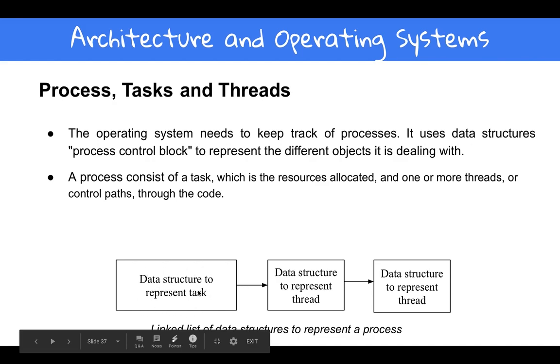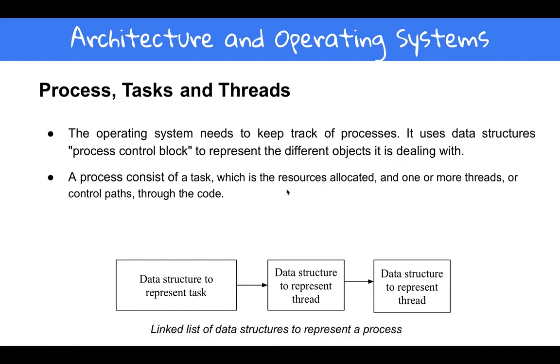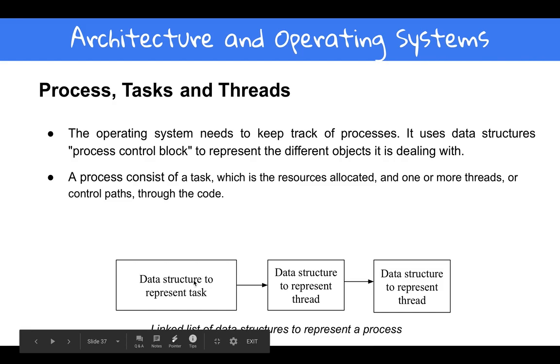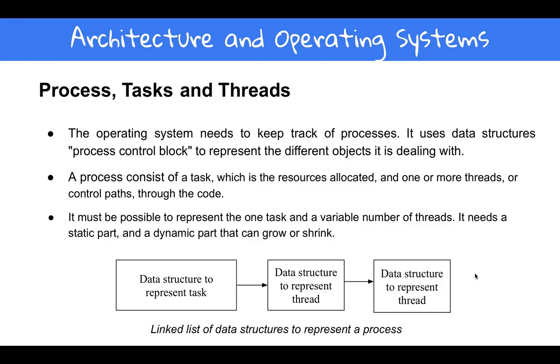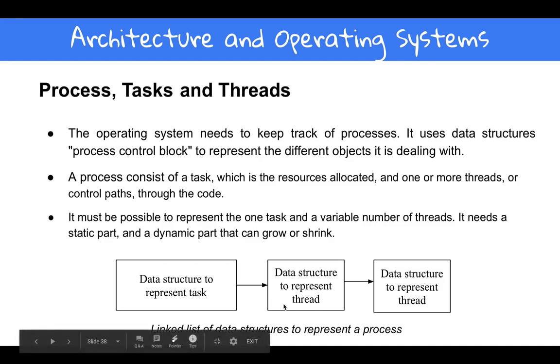which represents the task data structure, which is the resources allocated, and one or more threads, or a control path through the code. So it means that we've got the resources that we need here. Also, multiple threads can link to that. It must be possible to represent one task and a variable number of threads. As you see here, we have two threads. For multiple threads, it needs a static part and a dynamic part which can grow or shrink, because we can have one or more than one thread.